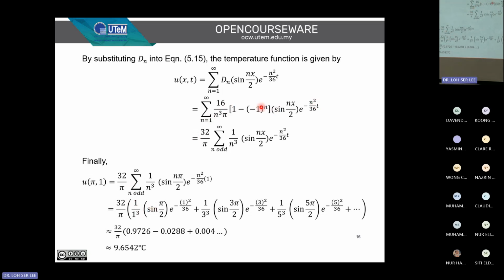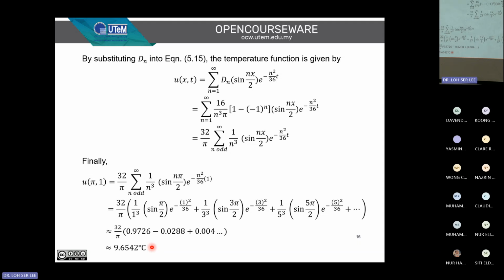When n is 2, here, negative 1 squared is positive 1. 1 minus 1 is 0. You get 0 for n equals 2. Then n equals 3, you get a non-zero term here. n is 4, 0. n is 5, you get a non-zero term. So these are the first three non-zero terms. Then you just compute using a calculator, and you will get this. So this is the temperature, the specific temperature.